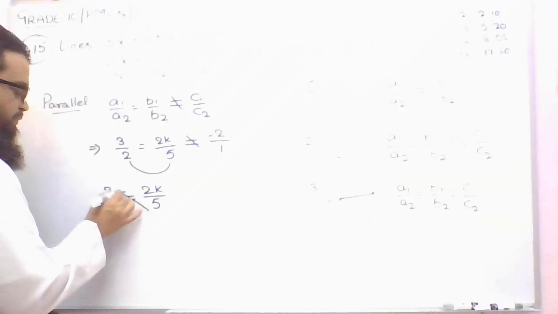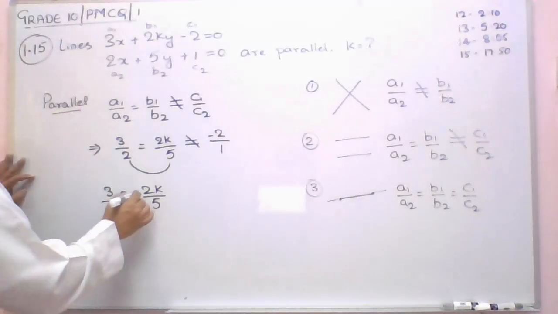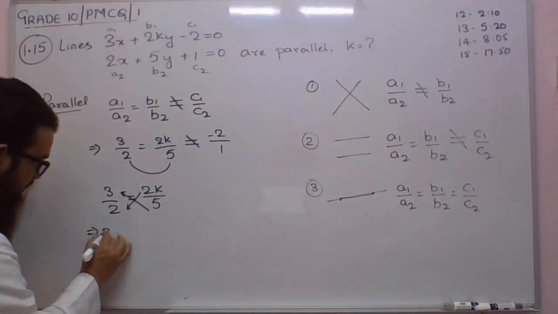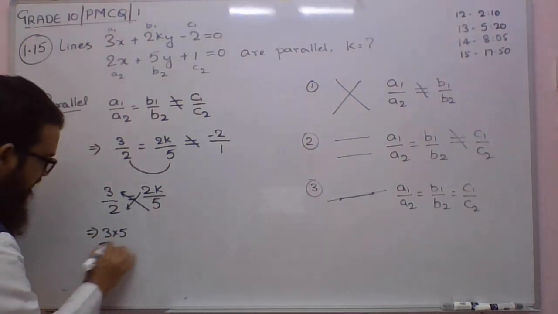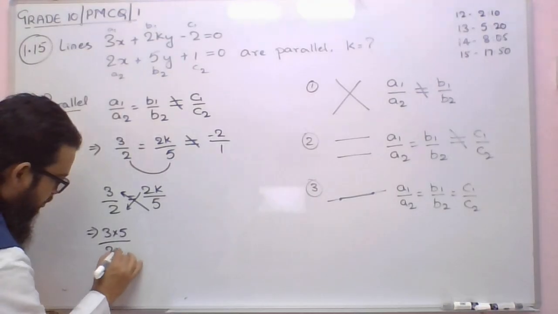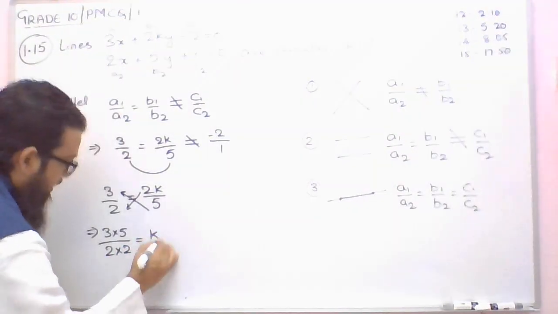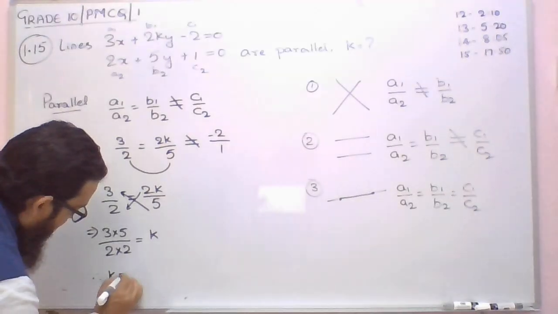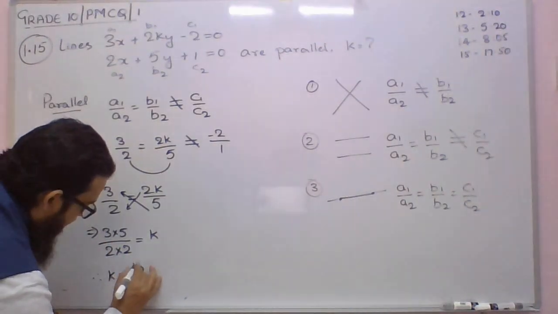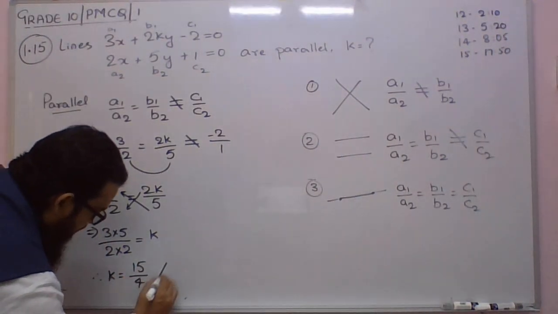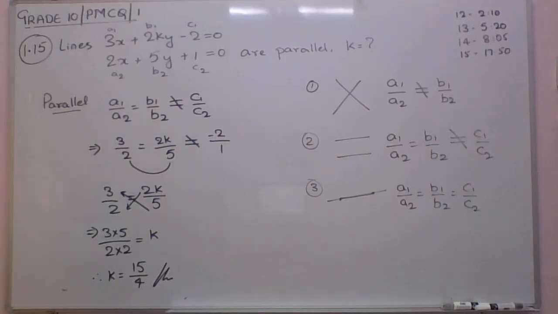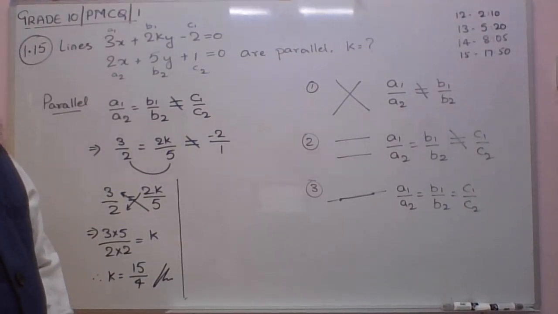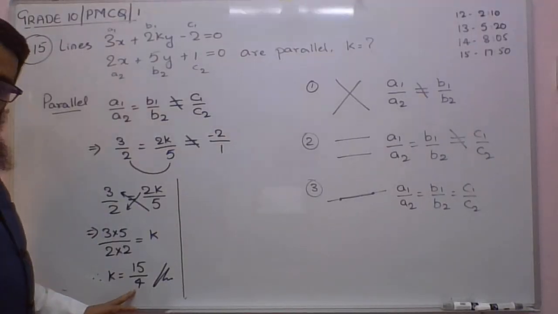So if I transpose, what happens here? And if I transpose 2 to the other side, that implies 3 multiplied by 5 divided by 2 multiplied by 2 is equal to k. So therefore k is equal to 3 5s are 15 by 4. Understood or not? k is equal to 15 by 4. So the value of k is 15 by 4.